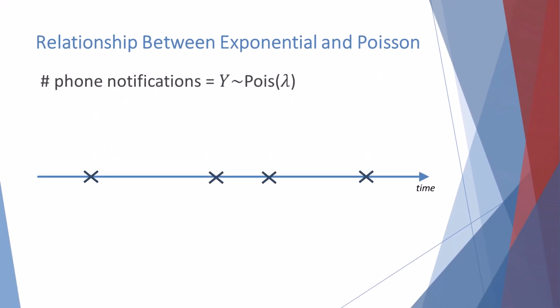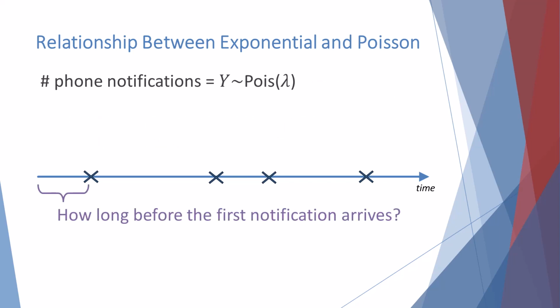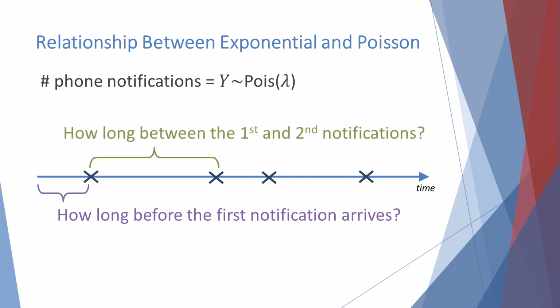Let's suppose that phone notifications arrive according to a Poisson process at the rate of lambda per hour. That is, y has a Poisson distribution with parameter lambda. Now we know that we could find probabilities about how many notifications arrive over a certain period of time. Suppose, though, that we are asked this question: how long is it before the first phone notification arrives? How about the time between the first and second notifications?